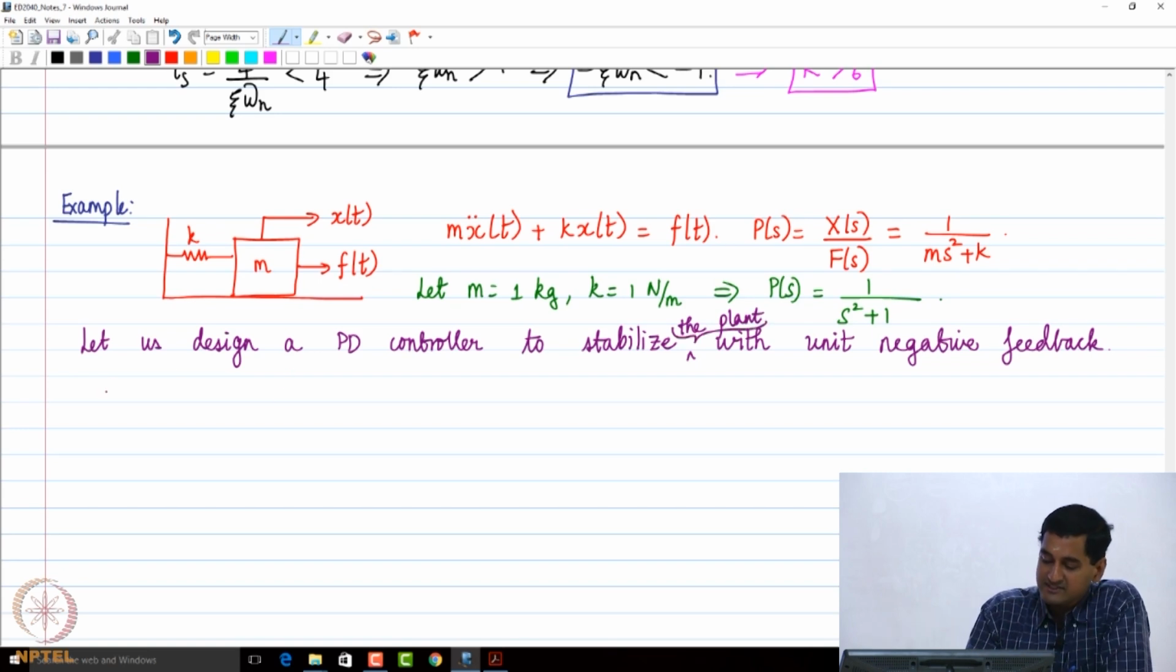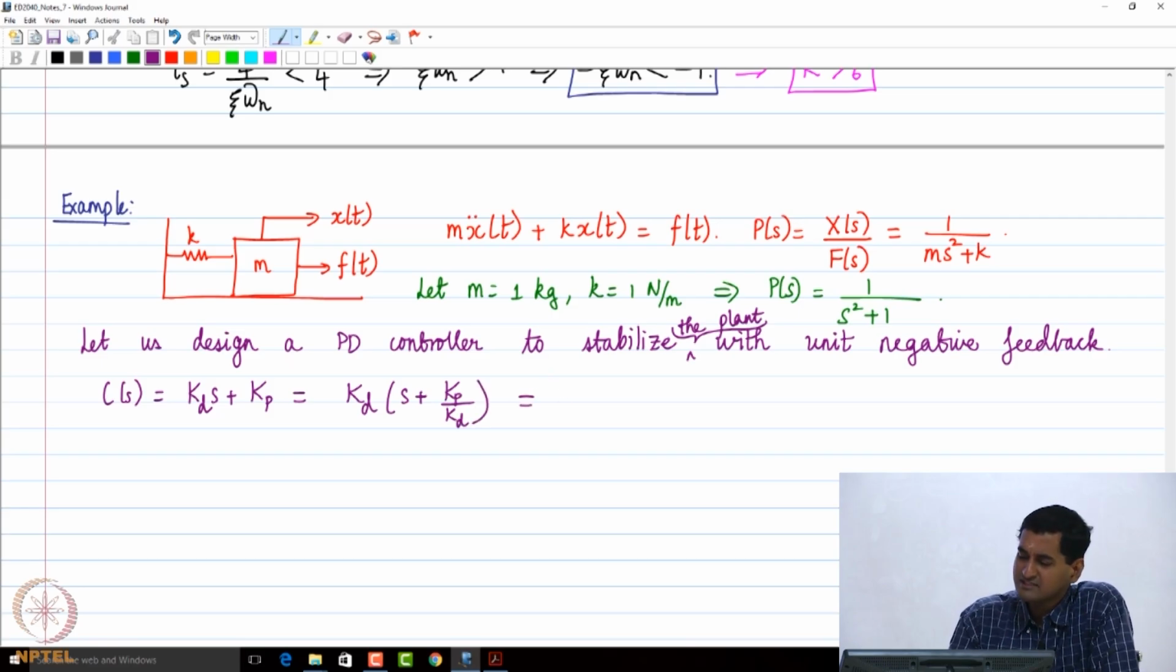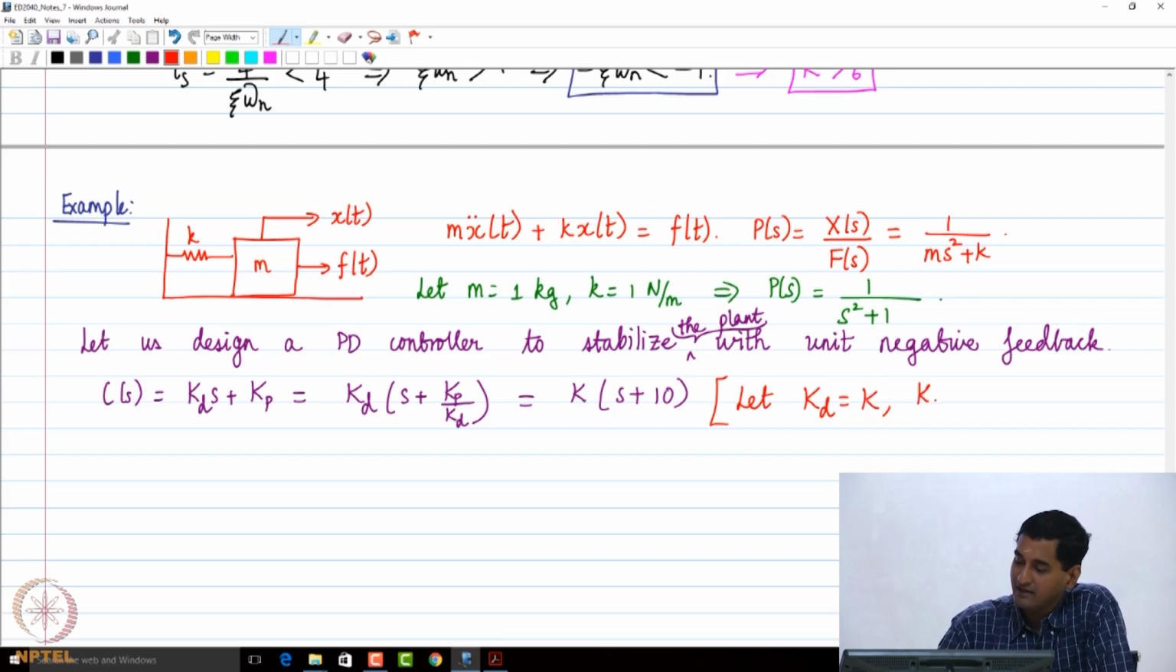That means that C of s is going to be equal to K_D s plus K_P. Let us say I pull K_D common out of the term, so I get s plus K_P by K_D. Let us consider the ratio K_P by K_D as 10 just for an example, and let us call K_D as K, so that I do not need to write the subscript D all the time. So, let K_D be denoted by K and K_P by K_D be equal to 10.